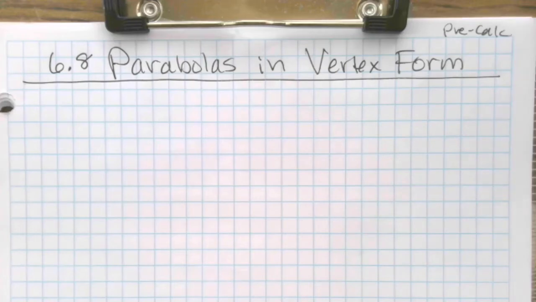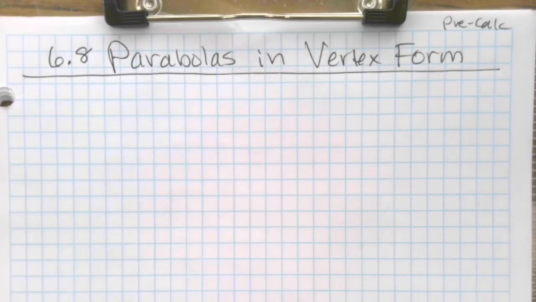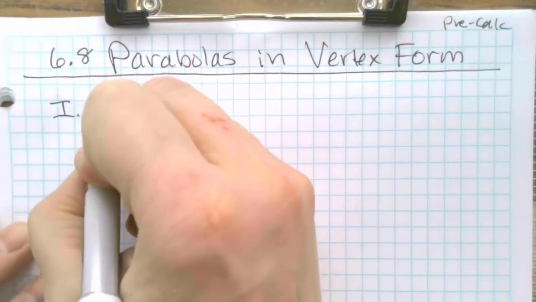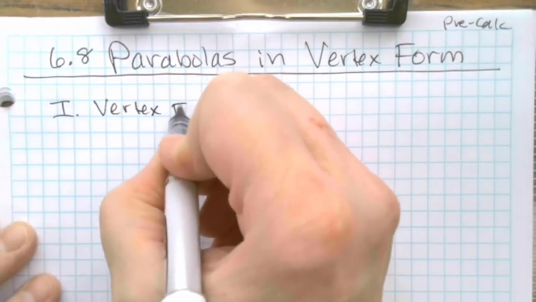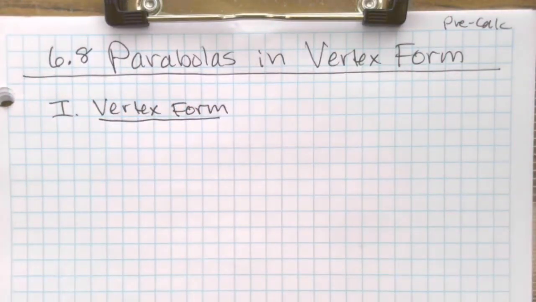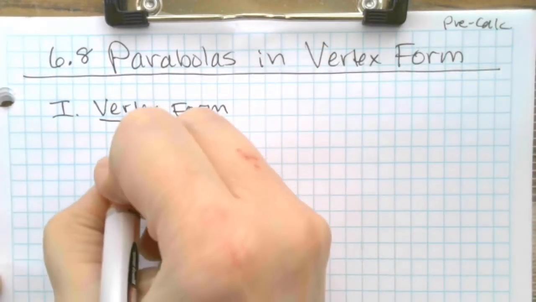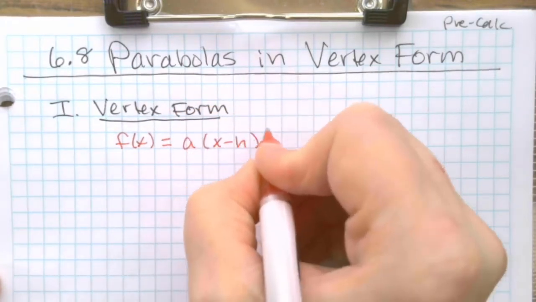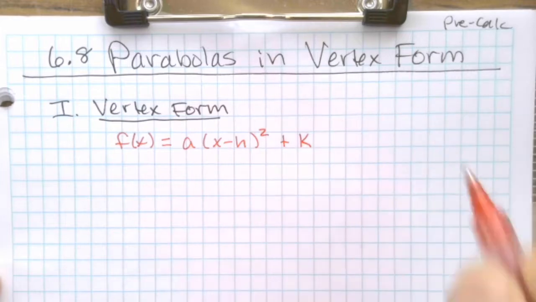Good afternoon. We are on day 8 of our Chapter 6 units, and today we're going to focus on working with parabolas in vertex form. Okay, so Roman numeral 1, let's review vertex form of a parabola. So vertex form of a parabola, f of x equals a times x minus h squared plus k.